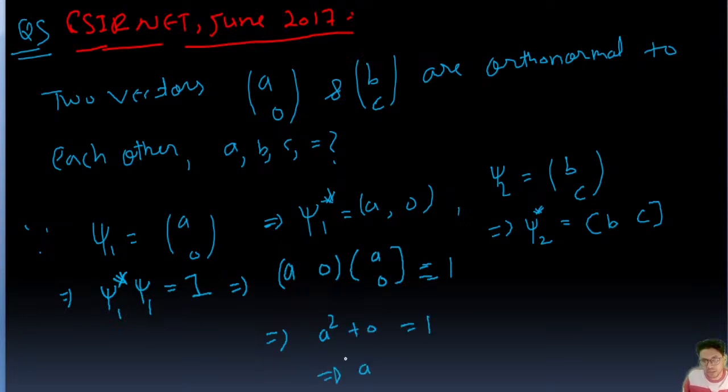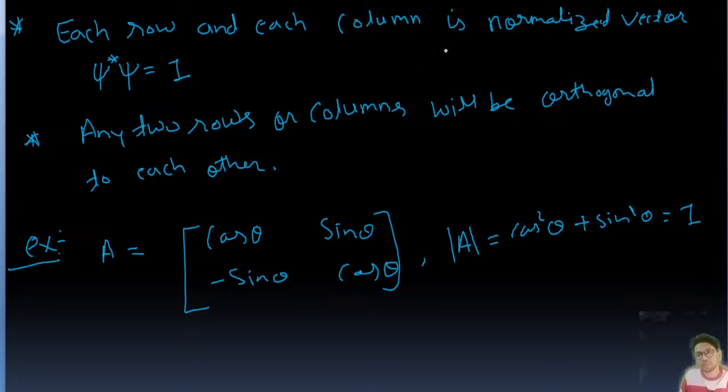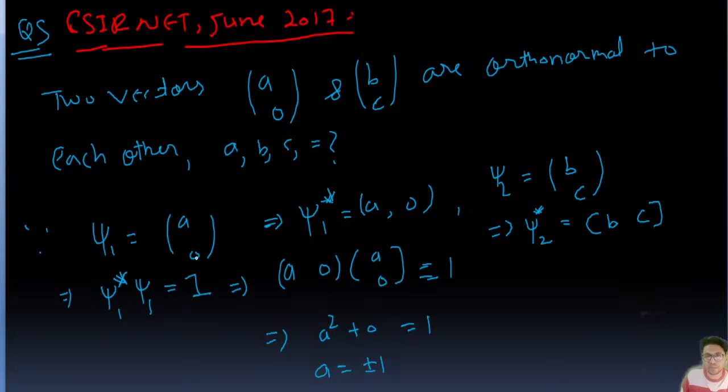This implies the value of A is going to be plus minus 1. Because they are orthonormal, each row and column is a normalized vector. We have found the row, and then we made psi 1 star psi 1. Each row and each column is normalized, so this is the value of A we have found.